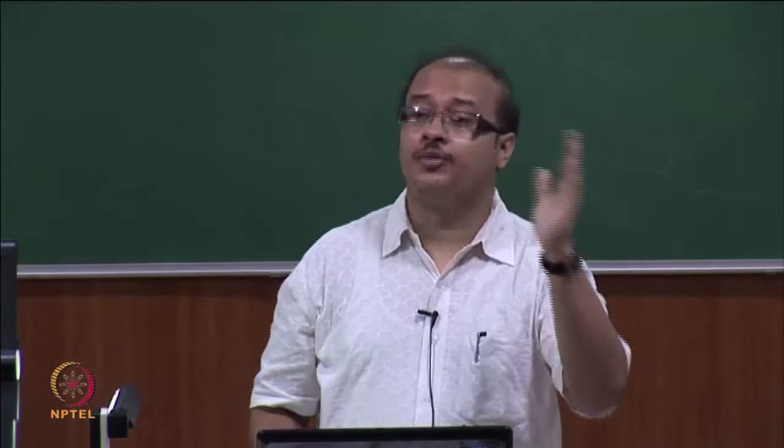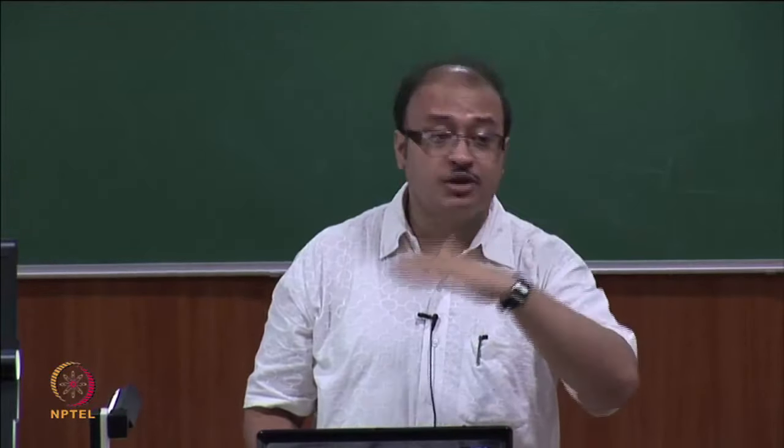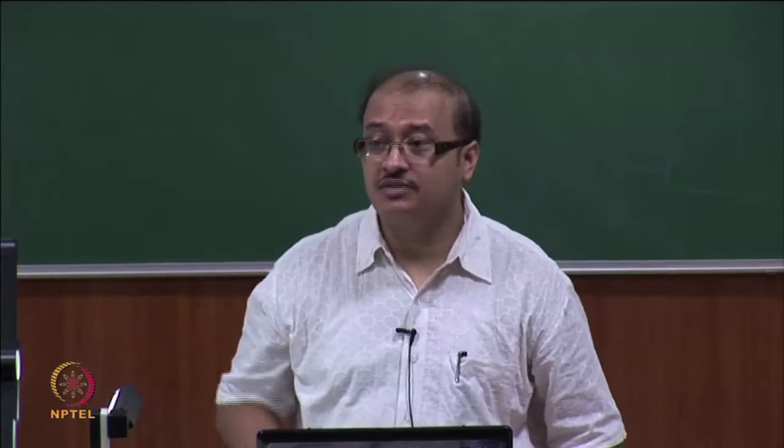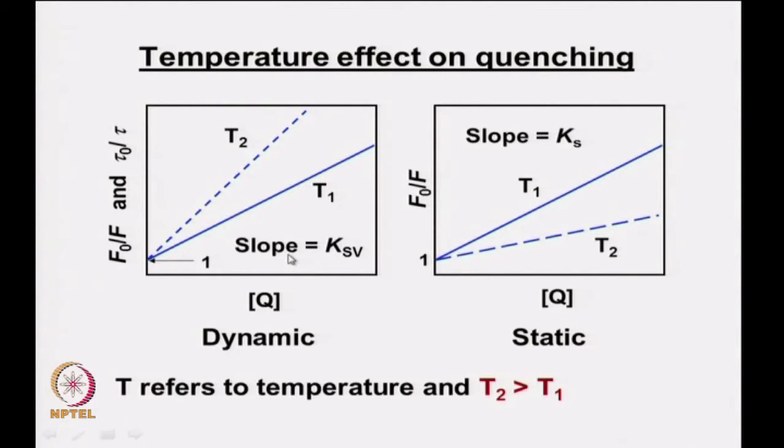That means the slope would get steeper, and the slope would increase. That is exactly what you are seeing here. You can see the slope is Ksv for dynamic quenching. This is T1, this is T2. T2 is greater than T1. Because it is a higher temperature, diffusion increases, and hence you have much more quenching in the case of dynamic quenching.